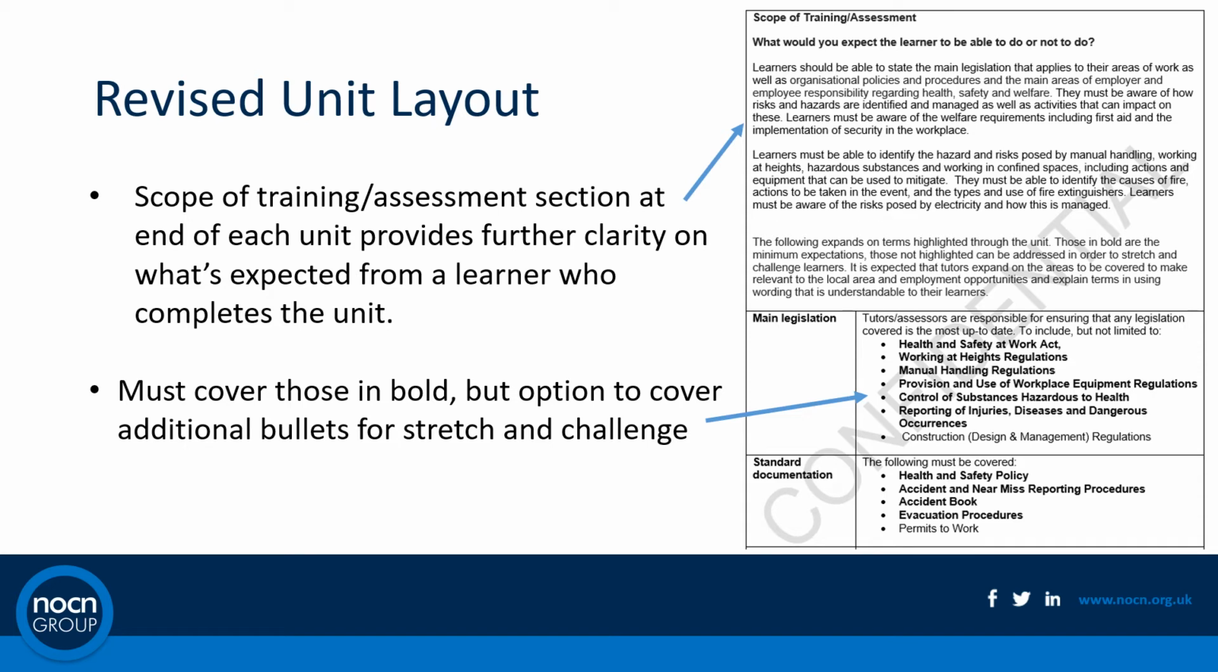Continuing on the revised unit layout, we've got the Scope of Training and Assessment section. So this section comes at the end of each unit after all the learning outcomes and bulleted assessment criteria. And the intention of this section is to provide further clarity on what's expected from a learner who completes the unit. So as you can see in this example, we've got 3 short paragraphs that are a summary of what we would expect any learner who's just completed the Level 1 Health and Safety unit to know and to be able to do.